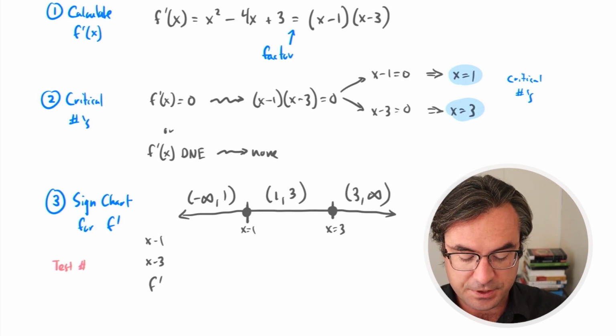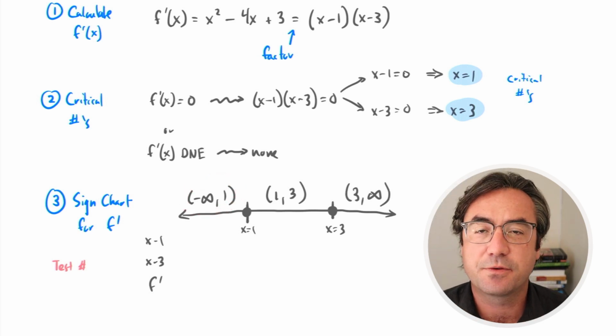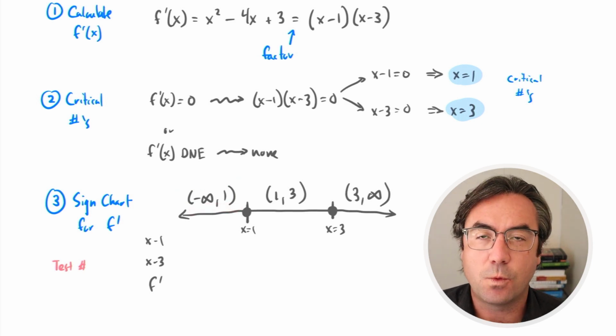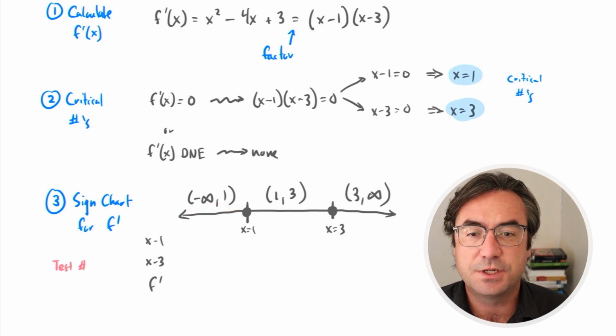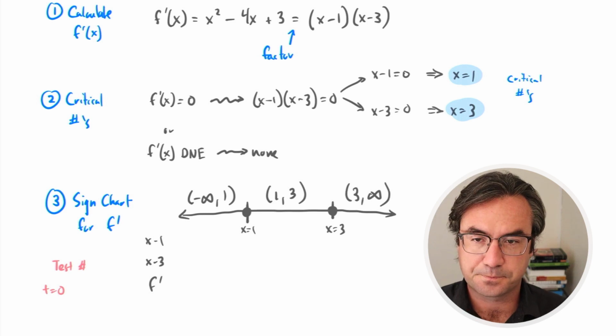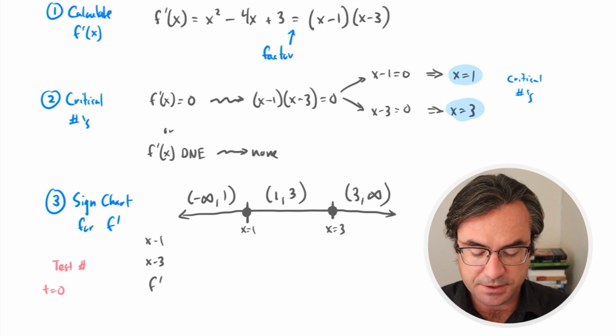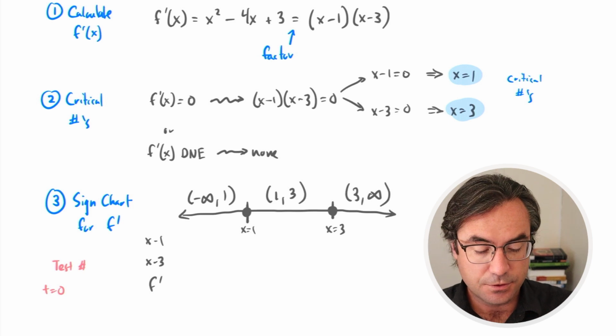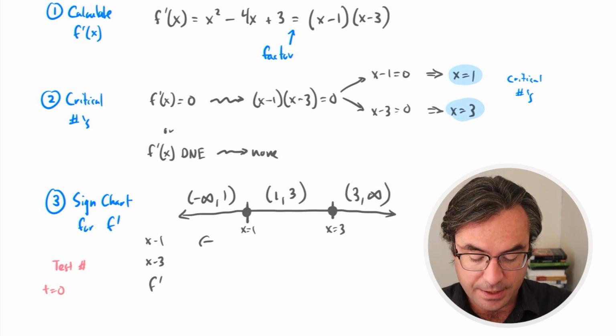So for this first interval, what would be a good test number? We want something that's less than 1. So 0 would be a good test number. If we plug 0 into this piece, we get 0 minus 1, we get a negative. So all we're going to do is just keep track. We get a negative there.